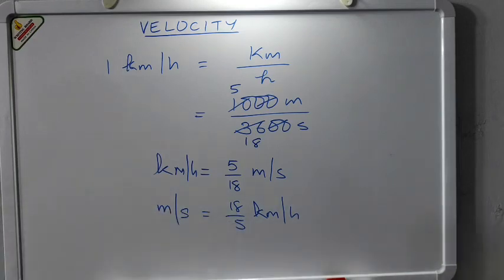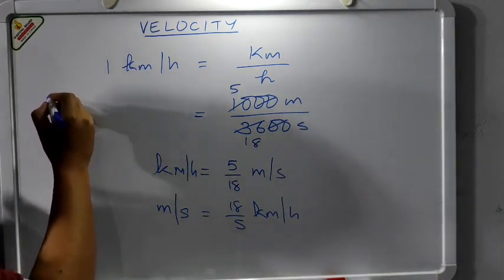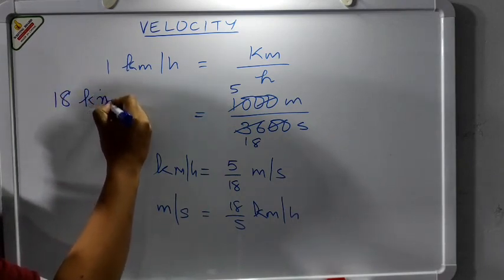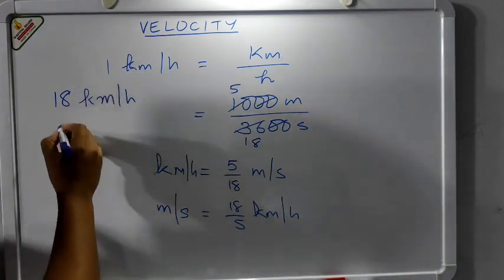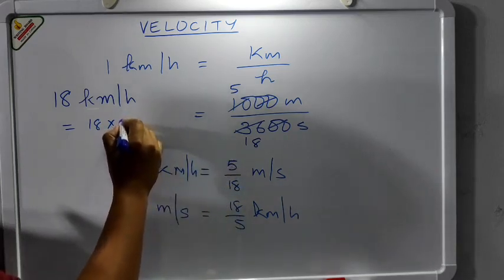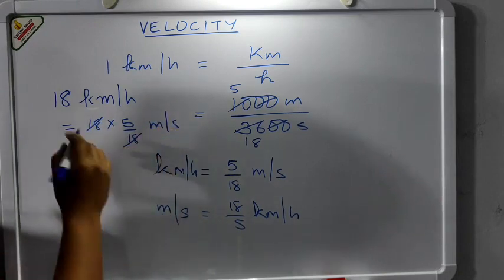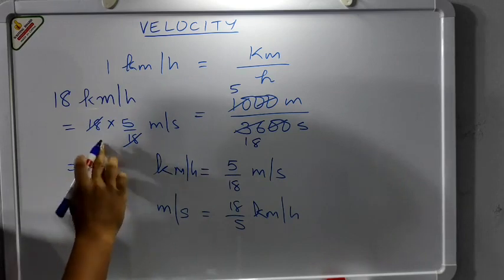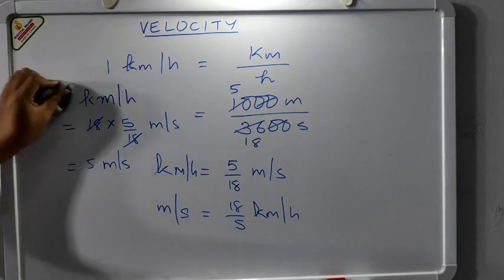For example, if we want to convert 18 kilometer per hour into meter per second, we multiply 18 by 5 by 18. It becomes 5 meter per second. It means 18 kilometer per hour is equal to 5 meter per second.